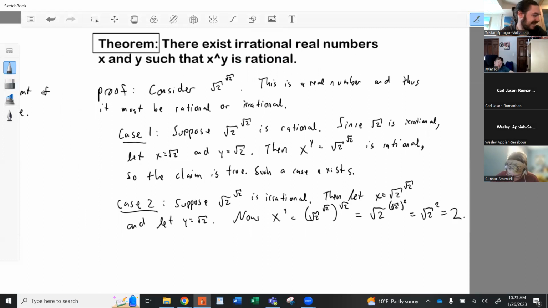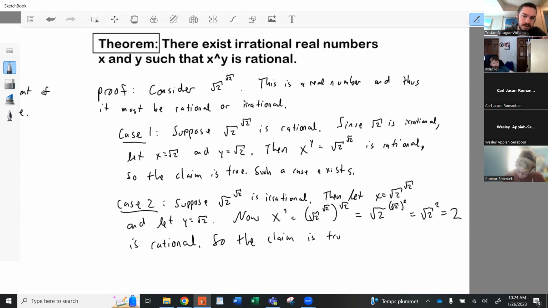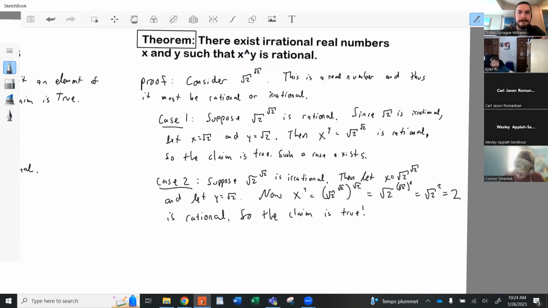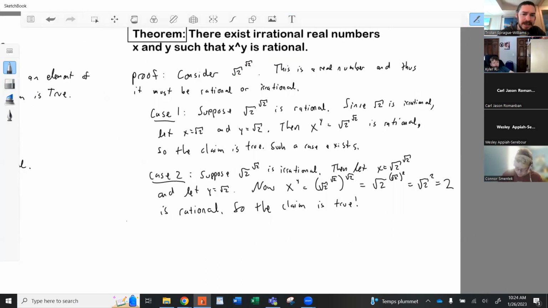Oh my goodness. Isn't that faulty there? Why is it faulty? Square root of... oh wait, nope, never mind, I'm wrong. Squaring the square root of 2 gives you 2. Okay. So again, the claim is true. So then what we can say at the end is, in either case, the claim can be proven true. So the claim must be true.